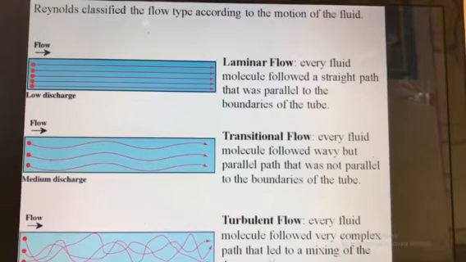So turbulent flow is nothing but every fluid molecule following a very complex or zigzag path, or moving in a random manner, and that leads to mixing of the particles. They will mix with each other. Now, how can we distinguish the laminar flow and turbulent flow? There is one property, as we have discussed in every chapter, that laminar flow and turbulent flow are distinguished based on the Reynolds number.